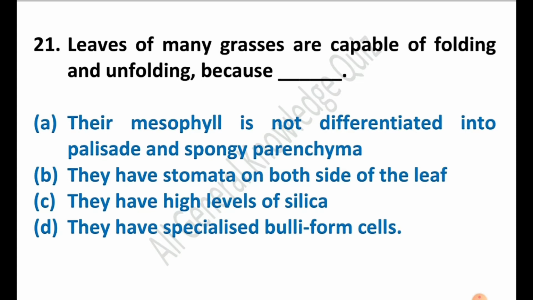Question number 21. Leaves of many grasses are capable of folding and unfolding because option A, their mesophyll is not differentiated into palisade and spongy parenchyma. Option B, they have stomata on both sides of the leaf. Option C, they have high levels of silica. Option D, they have specialized bulliform cells. The answer is option D, they have specialized bulliform cells. Leaves of many grasses are capable of folding and unfolding because they have specialized bulliform cells.